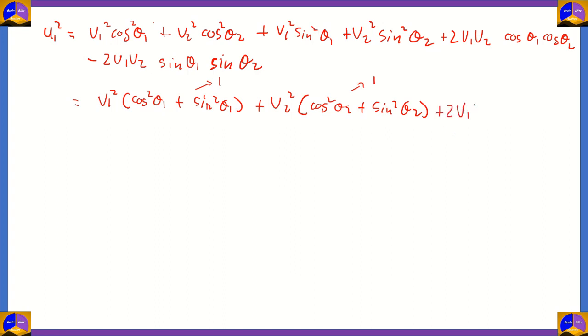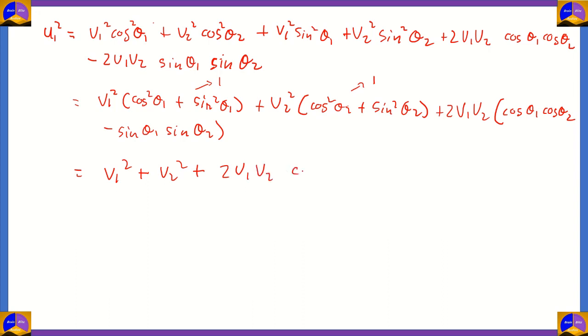So 2 v1 v2 is common, so you get cos theta 1 cos theta 2 minus sine theta 1 sine theta 2. So this is of the form cos A cos B minus sine A sine B. So that will be equal to cos of A plus B. So v1 squared plus v2 squared plus 2 v1 v2 cos of theta 1 plus theta 2 is the right hand side, and on the left hand side it's u1 squared.